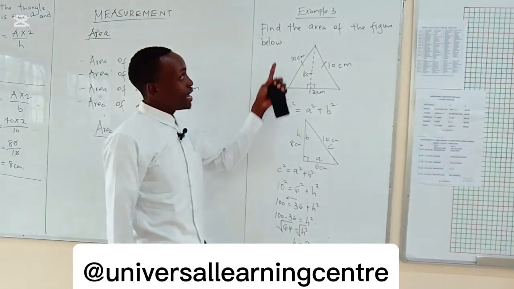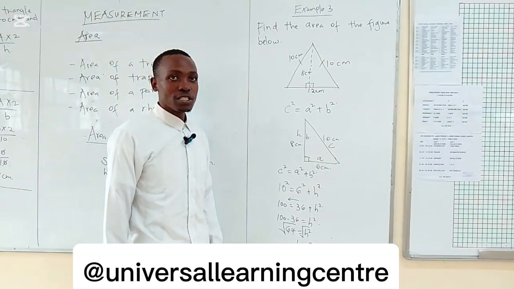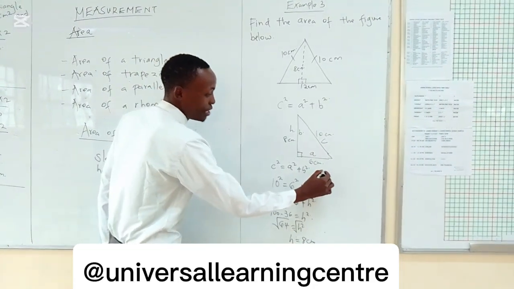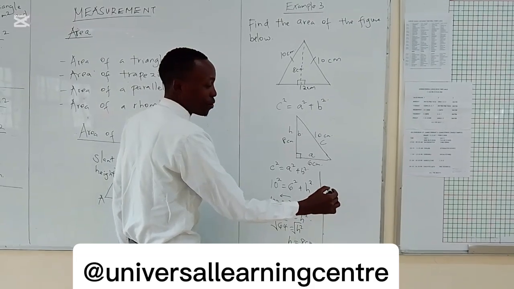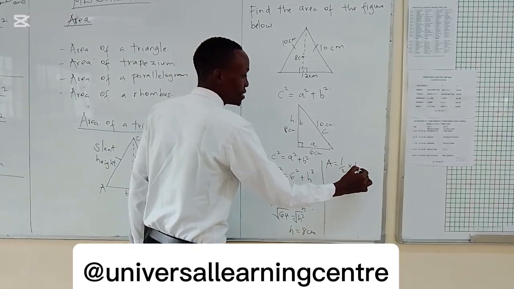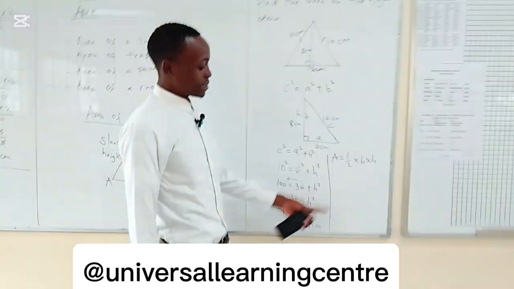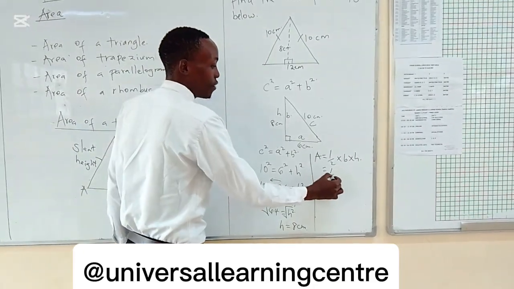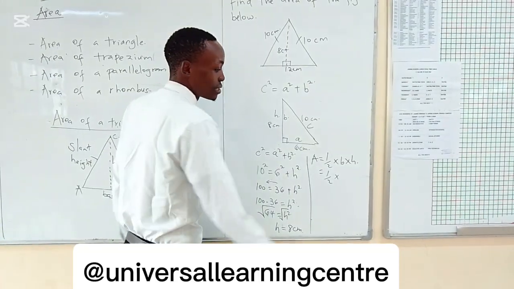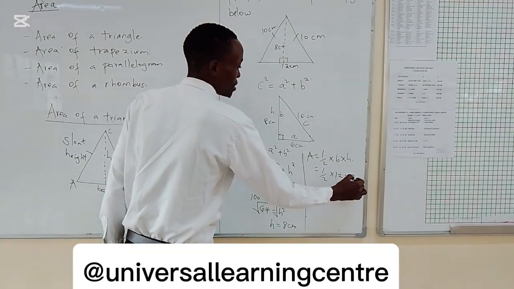So for me to find the area of this figure, I'm now going to go back and use the formula for area. So let me divide here. The formula for area of a triangle is equal to half, multiplied by base, multiplied by height. Now we have the height as 8. So take half, multiply by the base, the base is 12, times 8.